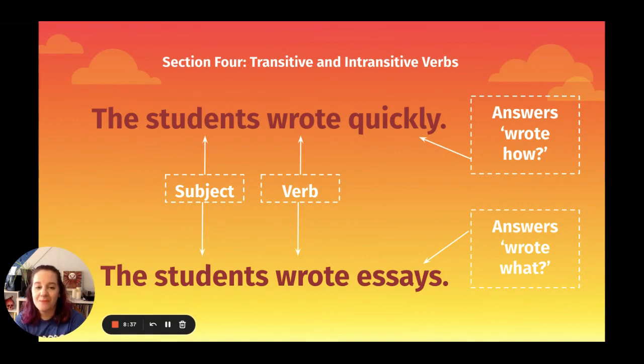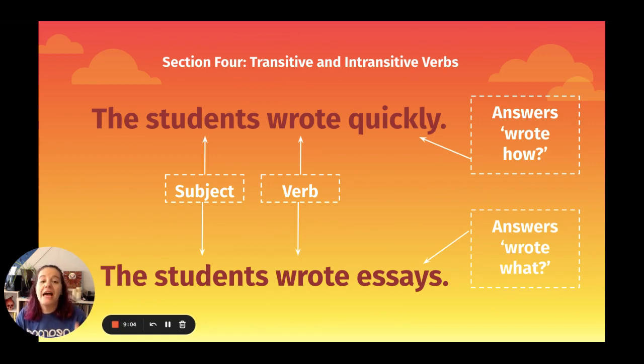Now we can look at what we talked about earlier with that verb of wrote. So we have 2 sentences here that are almost identical. There's just one change after the verb. So the first sentence, the students wrote quickly versus the students wrote essays. We have the same exact verb, wrote. We have the same exact subject, students, but one of those verbs is transitive and one of those verbs is intransitive, even though they are the exact same verb.